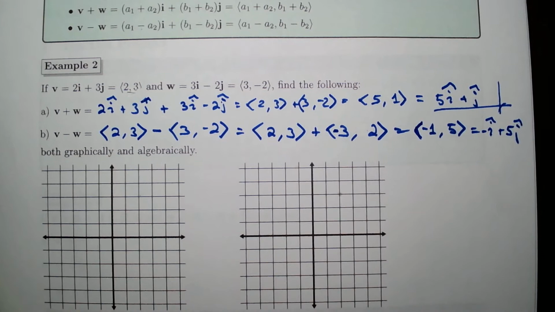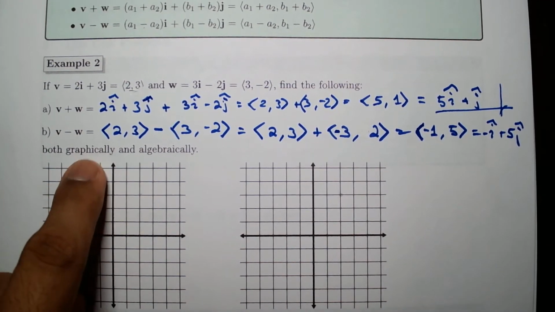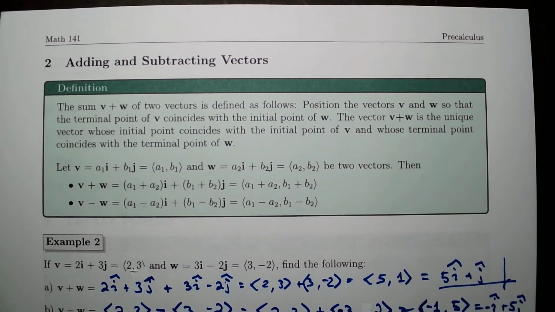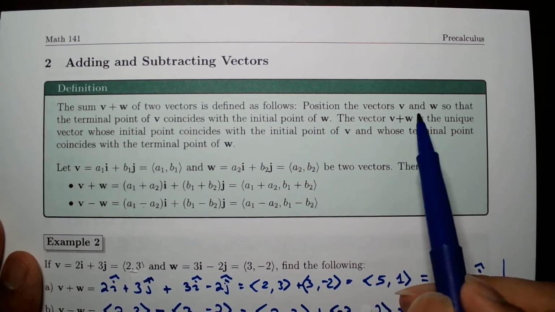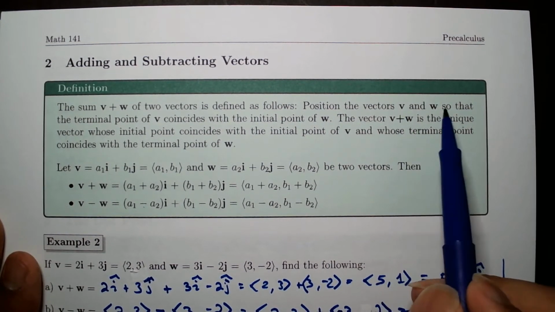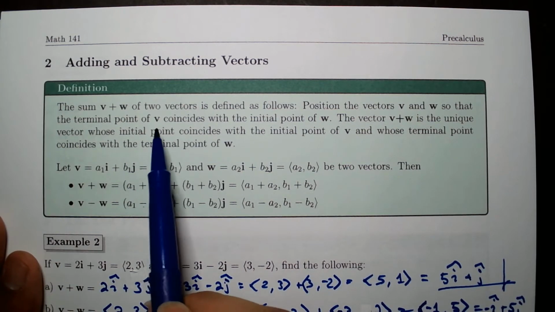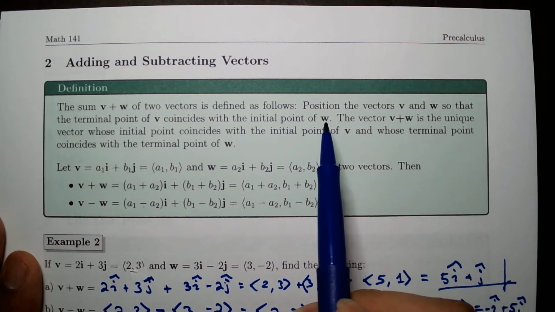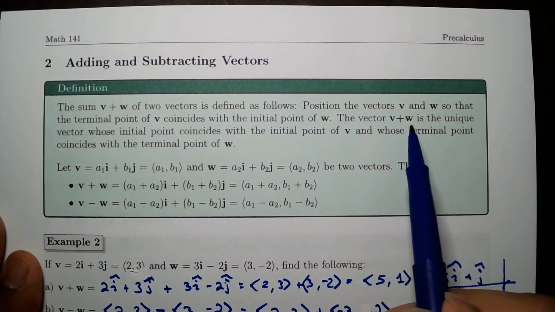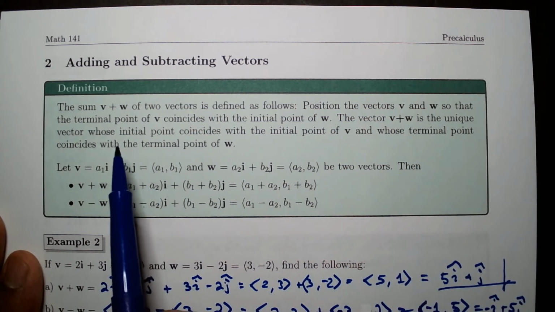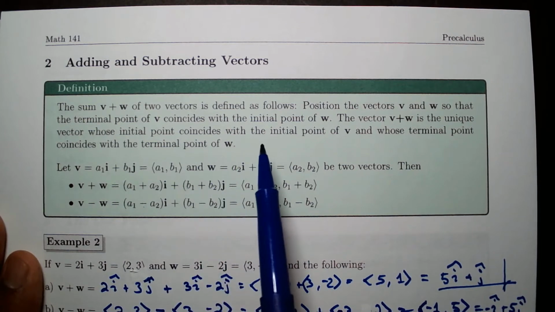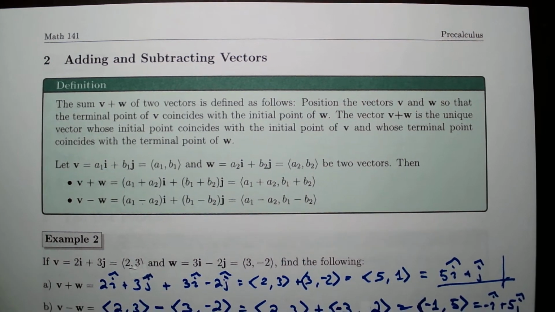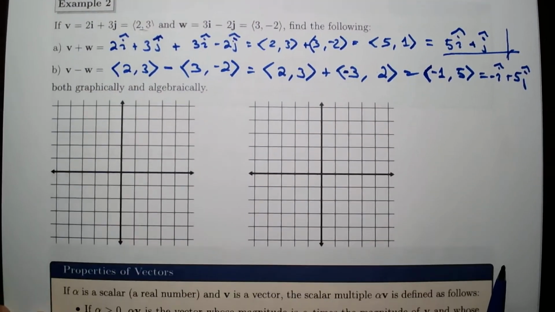Now, graphing vectors. We need to add these both graphically and algebraically. For the sum of the vectors, we need to position the vectors v and w in a way that the terminal point of v coincides with the initial point of w. Then the vector v plus w will be the vector whose initial point coincides with the initial point of v and the terminal point of w. Alright, let's go ahead and do that.